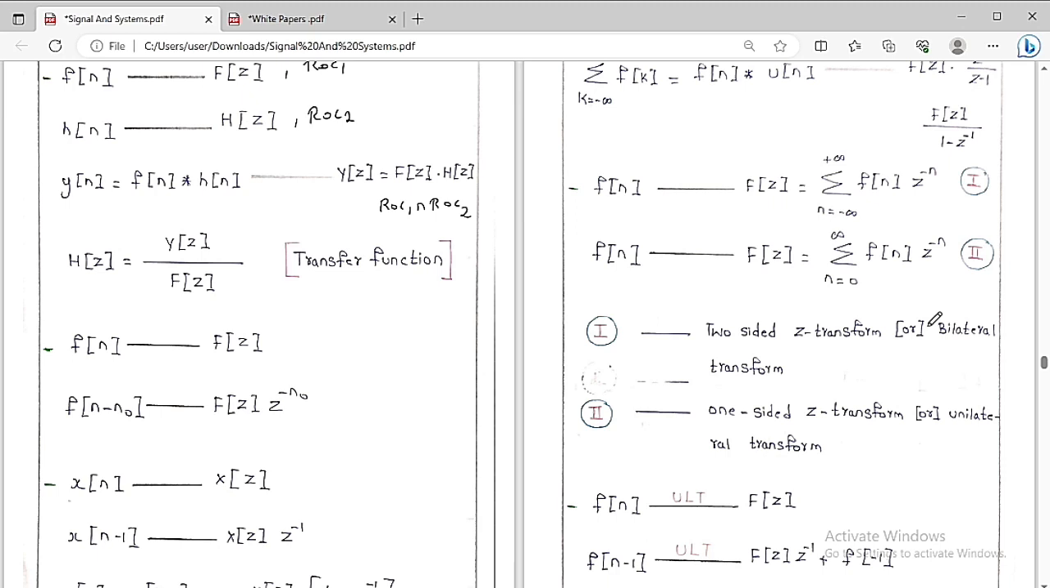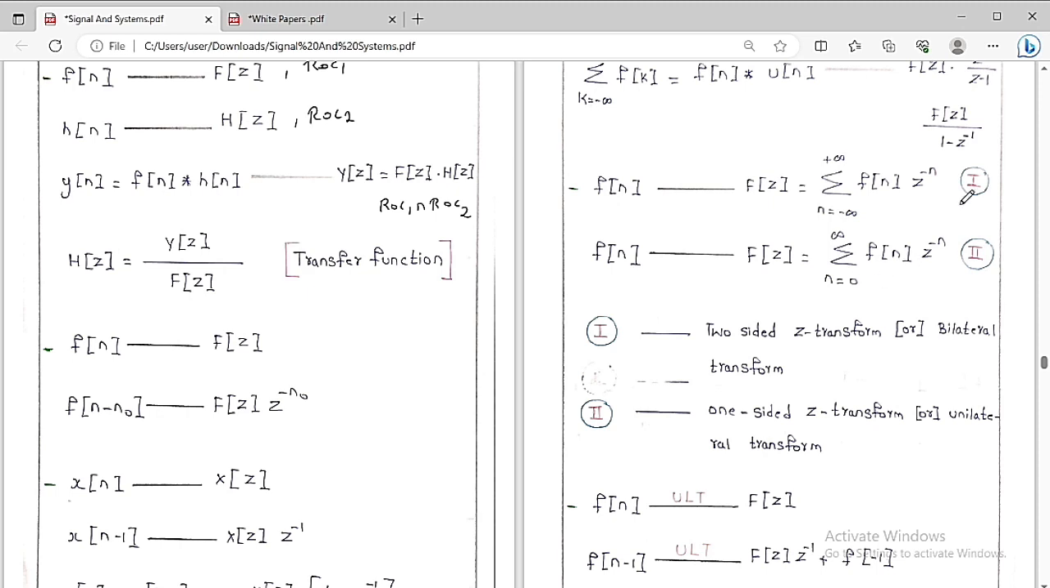And what is the second equation? For f of n, if you apply the z transform f of z, then we get sigma n equals 0 to infinity f of n into z to the power of minus n. So this is the second equation. What is the difference between the first equation and the second equation? In the first equation, we are taking n from minus infinity to plus infinity, whereas in the second equation we are taking n from only 0 to infinity. So what is the meaning of this? In the first equation we cover f of n from minus infinity to plus infinity, whereas in the second equation we cover f of n only from 0 to infinity.